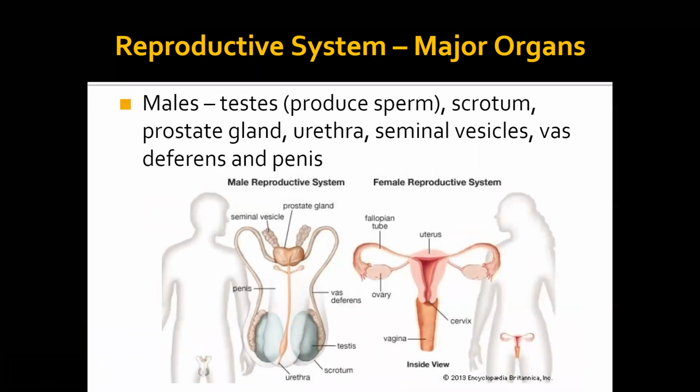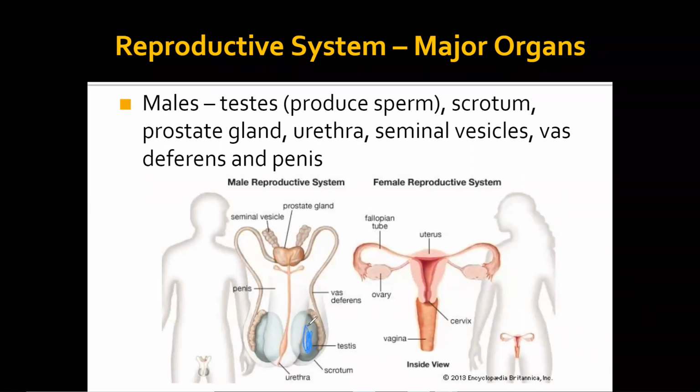Males, on the other hand, are going to have testes, which are within the testicle, and their function is to produce sperm cells. The scrotum, which is essentially the bag that holds the testicles. The prostate gland, the urethra, seminal vesicles, the vas deferens, and the penis. So basically, when sperm is produced, it's going to be produced in the testicle. It's going to go up the vas deferens. It's going to go through here and out.